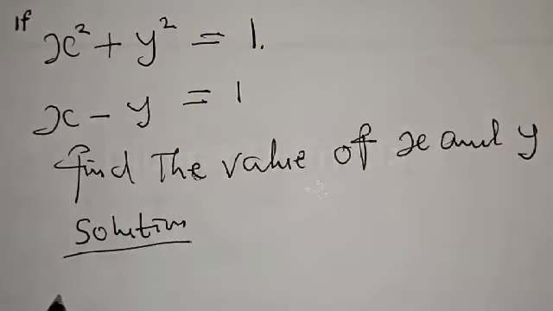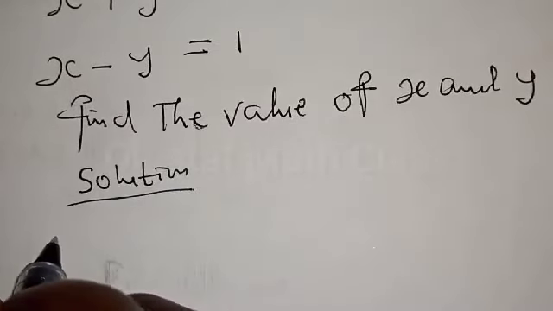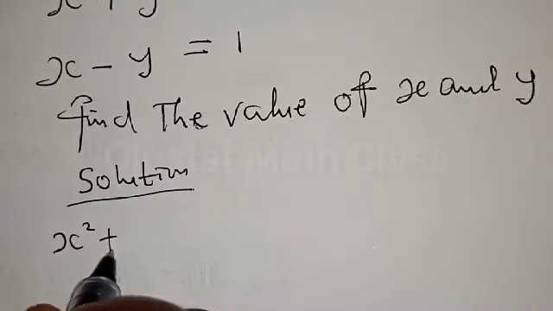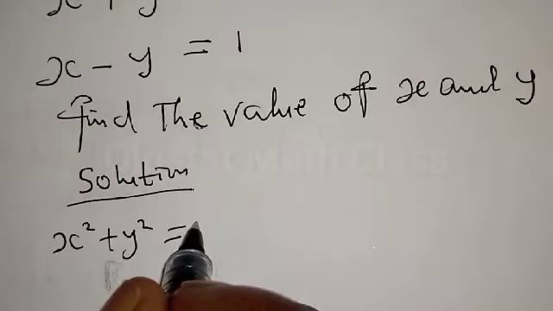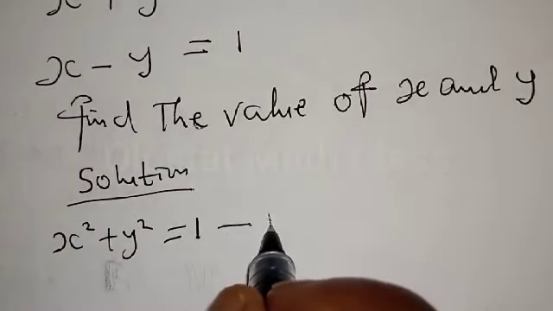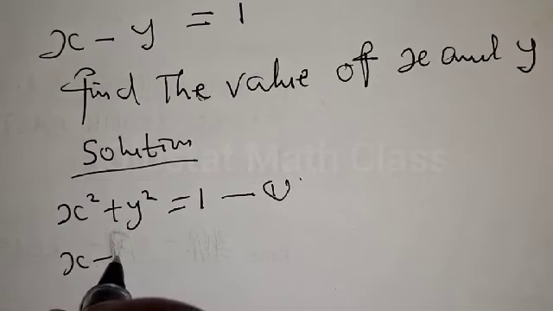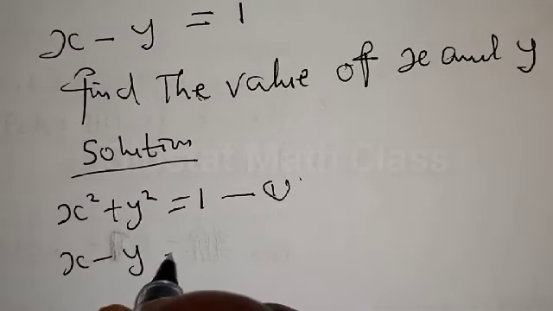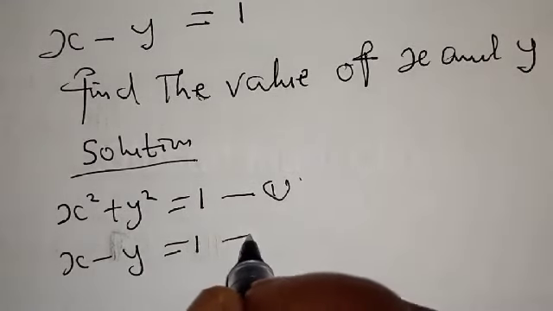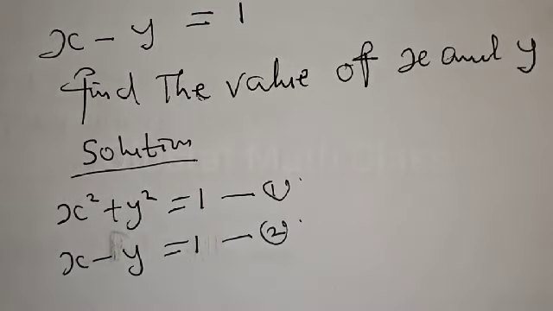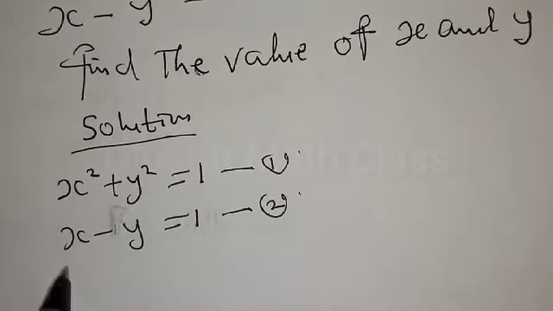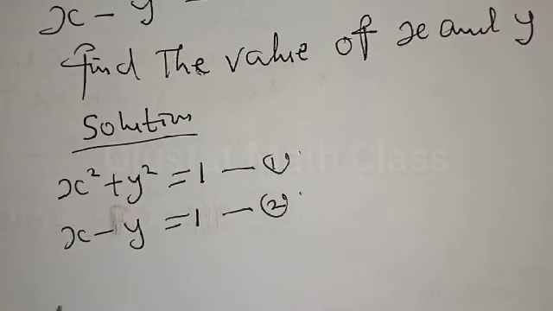Then we have x squared plus y squared equal to 1. Let's call this equation 1. Then we have x minus y equal to 1. Let's call this equation 2. Now, what do we do from equation 2? Let's make either x or y the subject of the formula.